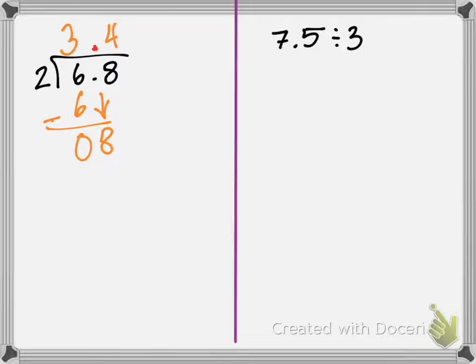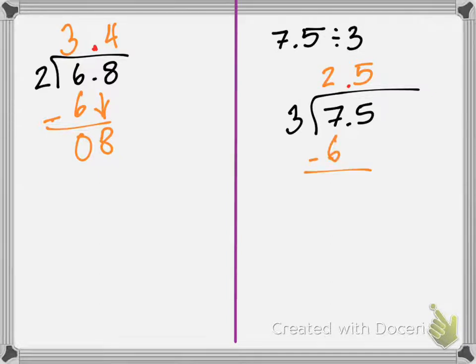Excellent job. I want to call on Pearson for this second one. Pearson, what number goes on the outside? 3. 3 goes on the outside, so the 7 and 5/10 is on the inside. We bring our decimal up. What did you get as your answer? I got 2.5, 2 and 5/10. Let's see. 3 goes into 7 2 times. That's 6. We subtract, we get 1. Bring down our 5. 3 goes into 15 5 times. That's 15. We get 0.